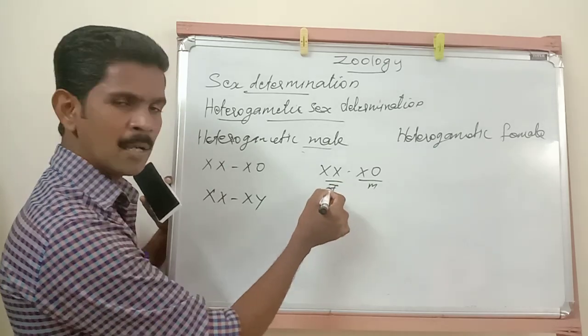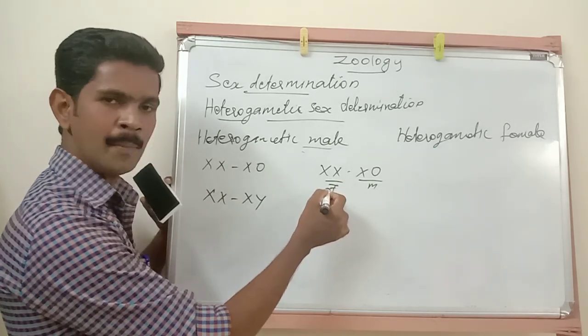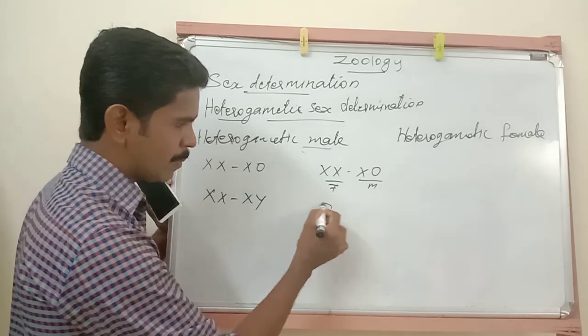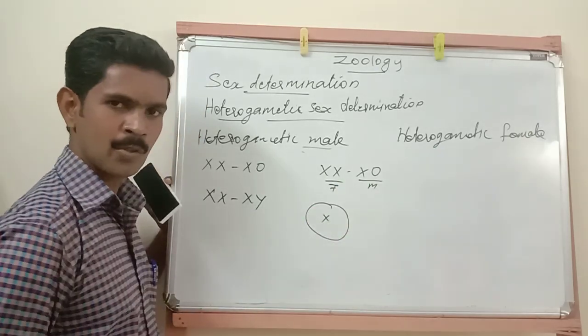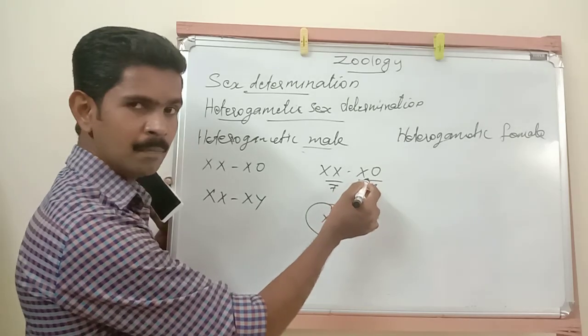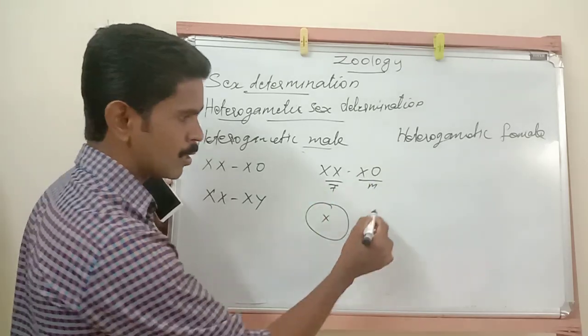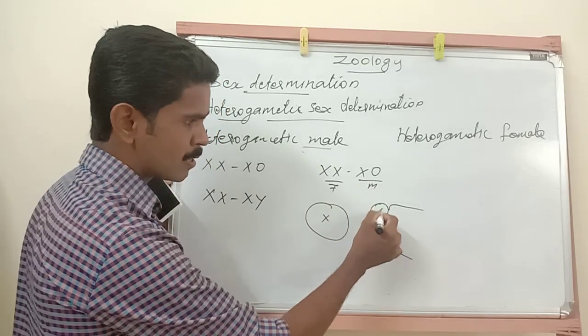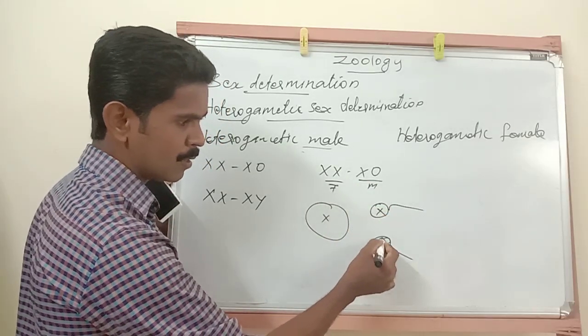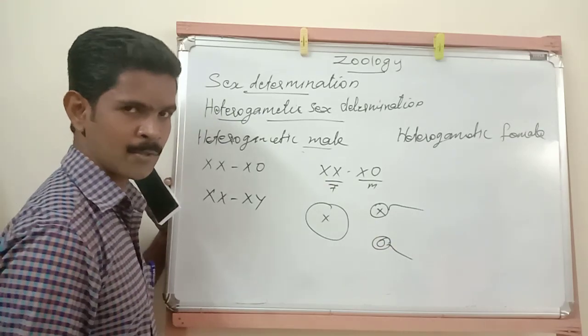So the female produces X. The female gamete is called egg, isn't it? So just imagine it's an egg. This egg has only one X chromosome. But here the male produces two types of sperm. Just imagine this is one sperm and this is the other sperm. This sperm consists of an X chromosome, and this sperm consists of no X chromosome.